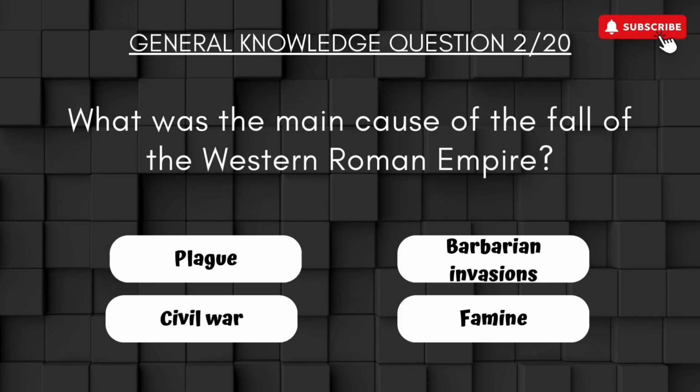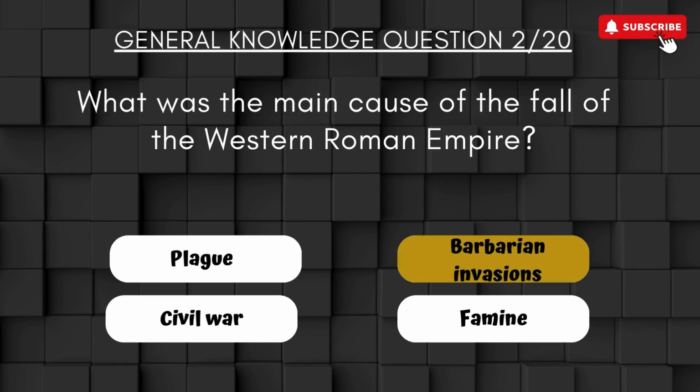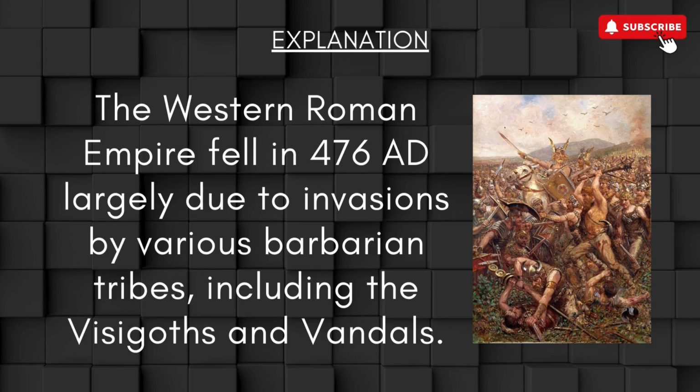What was the main cause of the fall of the Western Roman Empire? The Western Roman Empire fell in 476 AD largely due to invasions by various barbarian tribes, including the Visigoths and Vandals.